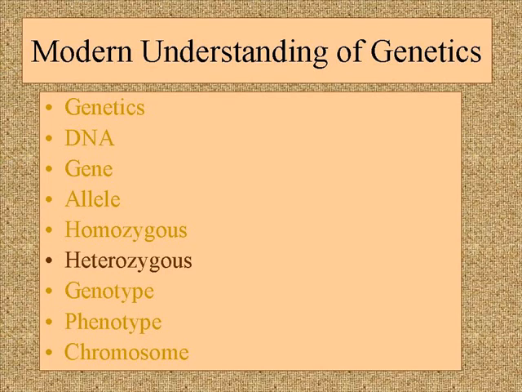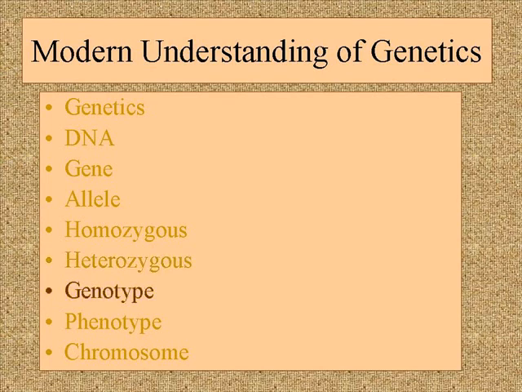If we say that an individual is heterozygous for a given trait, hetero meaning different, it means that the individual has different alleles for a given trait. And if we go back to Mendel's peas, that would mean it would have one dominant allele, one recessive allele.